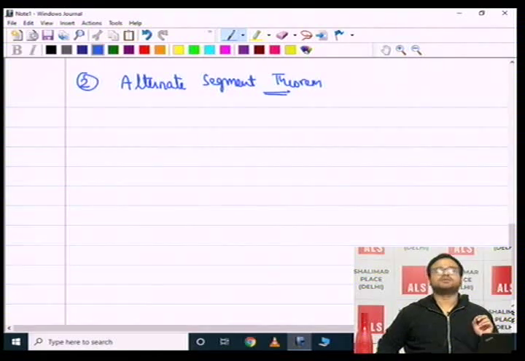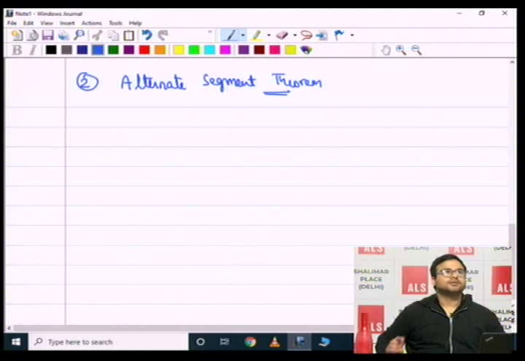Because we are going to use this concept in drawing the tangent. Okay, so let's learn this one. It's a quick, easy one.